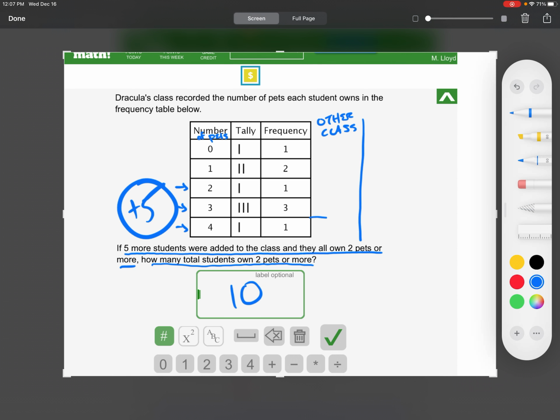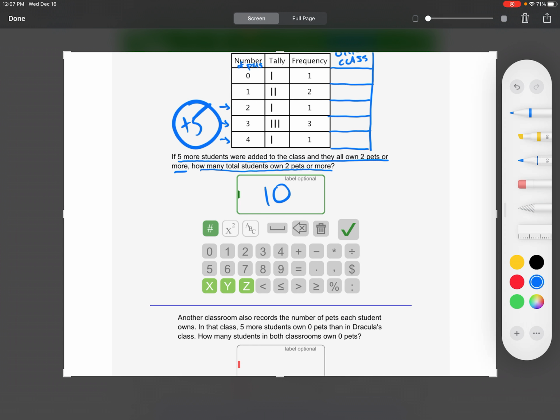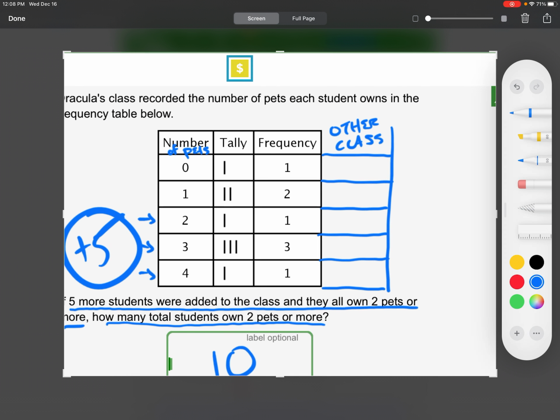All right, now I'm going to set up my chart. I don't know that I would suggest all of you need to do this chart every time, but maybe some sort of happy medium between how much work I show and no work is the right amount. Let's see what we got here. Another classroom also records the number of pets each student owns. In the new class, 5 more students own 0 pets than in Dracula's class. 5 more than 1. 5 plus 1 is 6. So that's what I have there, right? Because they were just talking about 0 pets.